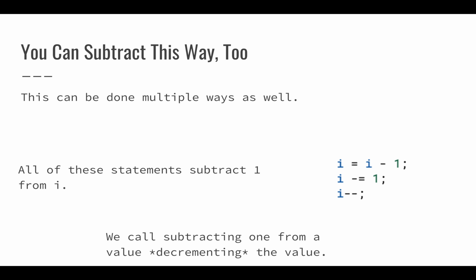Now, we can also subtract this way. In fact, with this i minus equals 1, we can use i times equals 1. We can use i divided equals 1. And each one of those is going to work in the same way for that operation. But each one of these statements is going to subtract 1 from i. So i equals i minus 1, i minus equals 1, and i minus minus. They all just subtract 1 from i, and we call that decrementing. So we do a lot of incrementing and decrementing variables in pretty much any programming language.